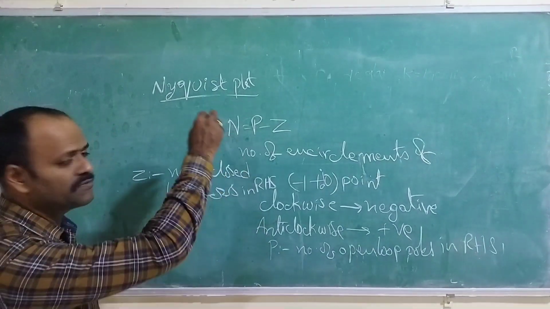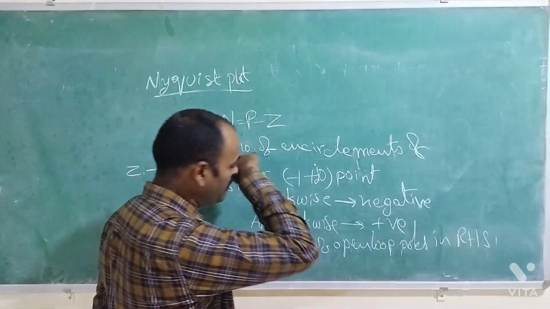The system is said to be stable only when the number of open loop poles is equal to the number of encirclements of the minus 1 plus j0 point. That means the closed loop system is said to be stable only when Z equals 0. When do you get Z equal to 0? If N equals P. What is N? The number of encirclements of the minus 1 plus j0 point. P is the number of open loop poles in the RHS of the S-plane. When these two are equal, obviously Z becomes 0. If Z equals 0, then we can say the closed loop system is stable. That is the Nyquist stability condition.